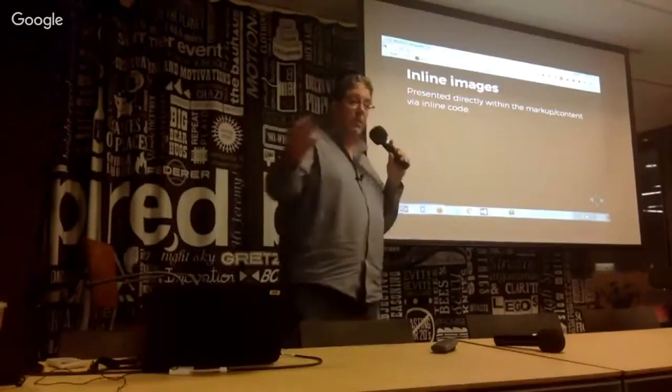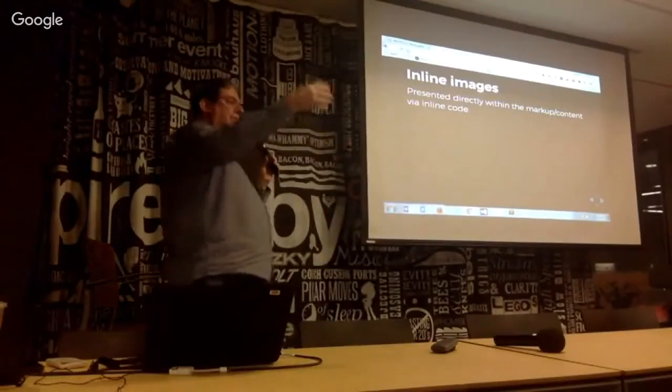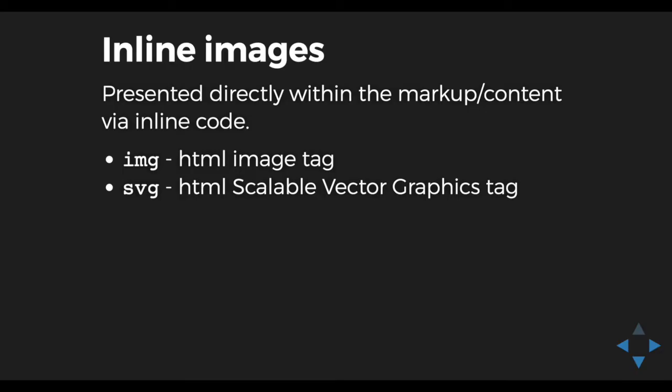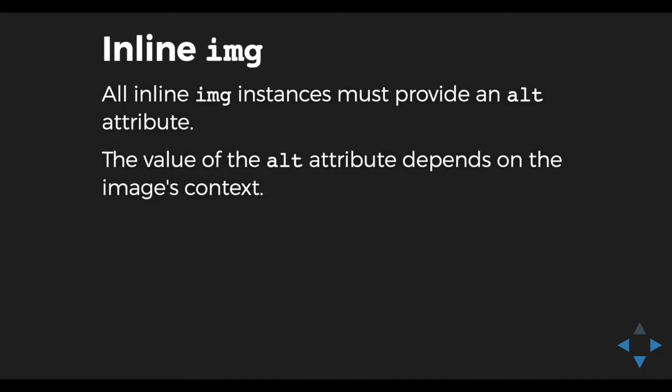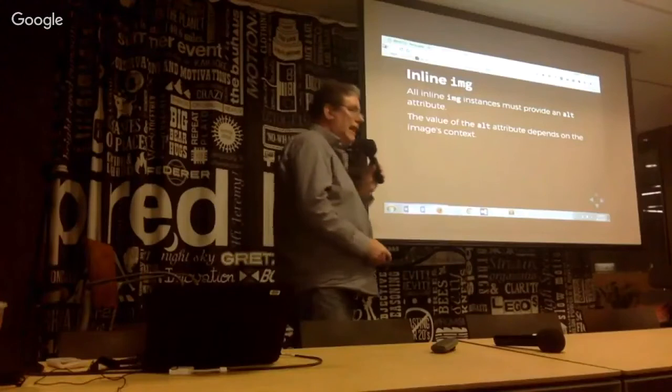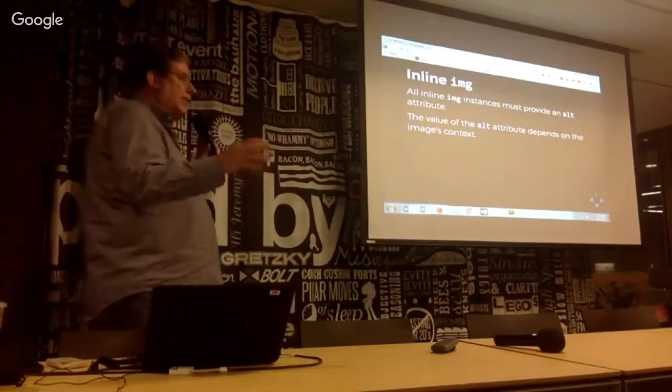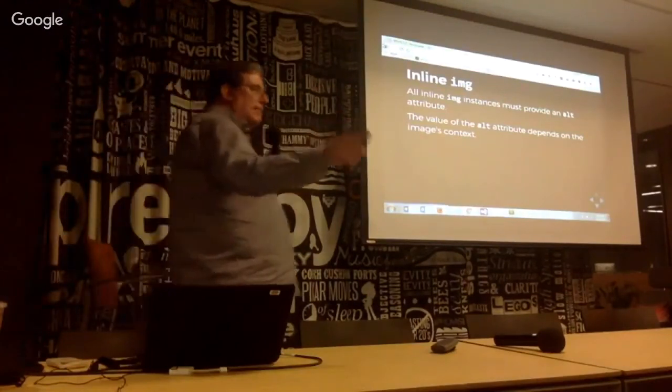Inline images, for all you non-coders, are images where the code references that image directly on the page, directly in the code. You have an image tag. You can also have an SVG tag, which is gaining prominence nowadays. So the inline image tag. All inline image instances must provide an alt attribute, and I'm going to hammer this. Every inline image must have an alt attribute. The value of that attribute depends on the image's context. Okay? So if you sweep your sites, if you have inline images that don't have an alt attribute, add it. We'll worry about the value in a little bit.